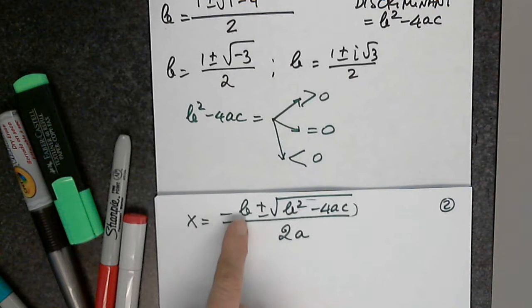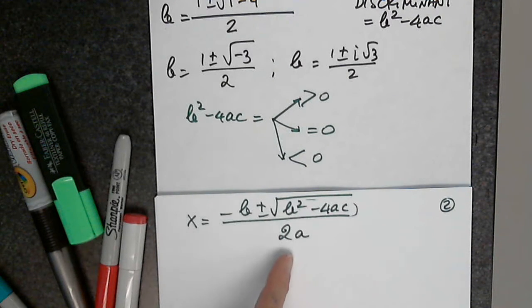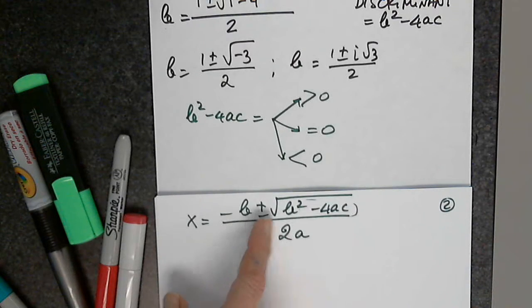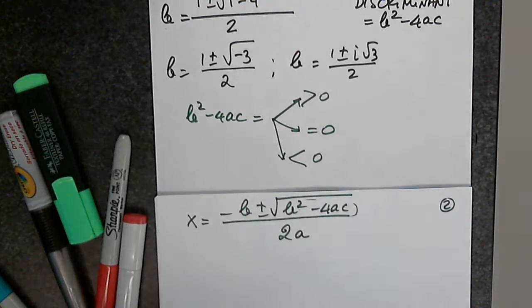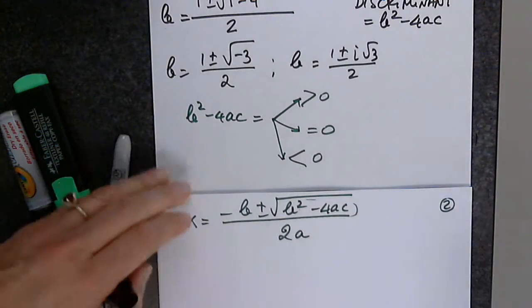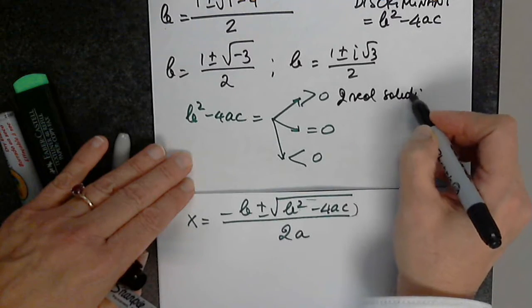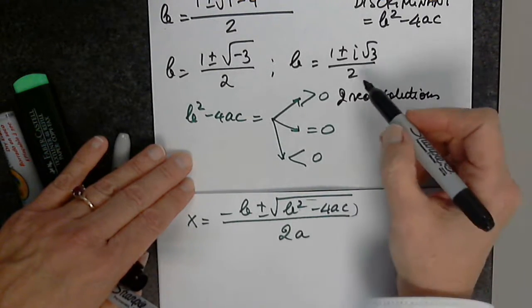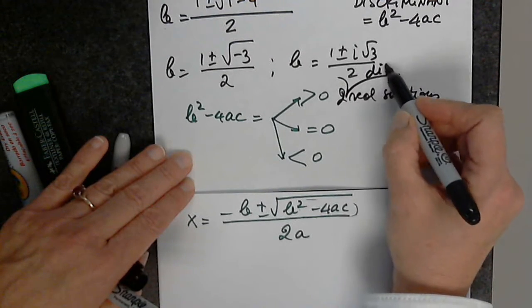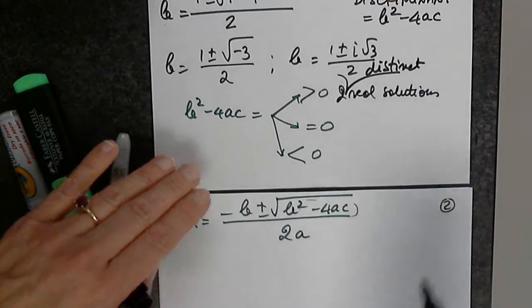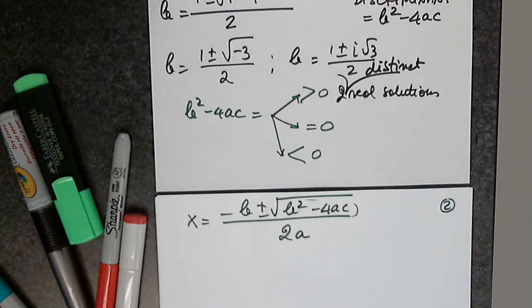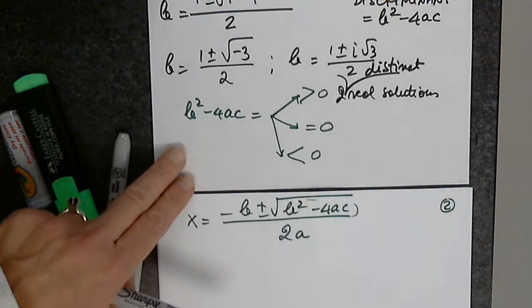It will be negative b plus 2 over 2a. It will be negative b minus 2 over 2a. So how many solutions? 2. And they are real numbers, correct? 2 real solutions. I would like to insert a word in here, distinct. They're not the same, distinct. One is 5 and one is -3, as an example.